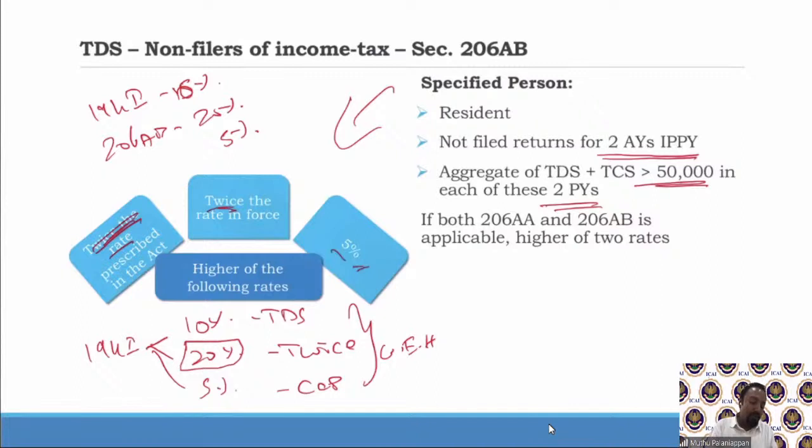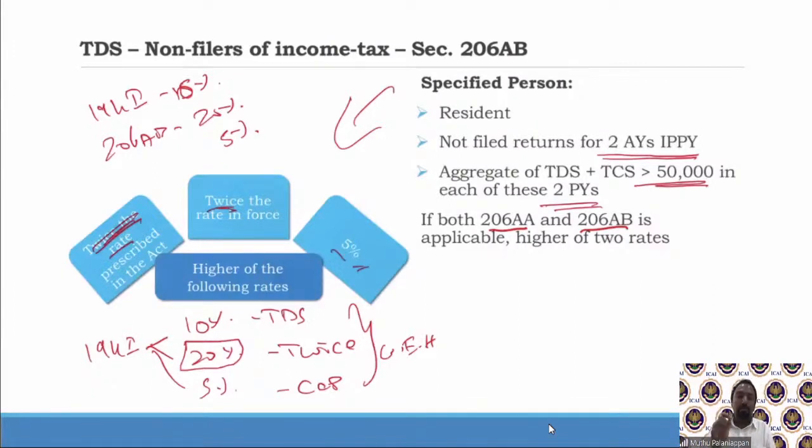If someone has not furnished PAN under 206A, which means they have not filed their return also, and both are applicable, the higher of 206A and 206AB should be applied. So that is how it goes. So this is what 206AB is. 206A and 206AB are for penalizing with a higher TDS rate where PAN is not furnished or where return is not filed for 2 assessment years.